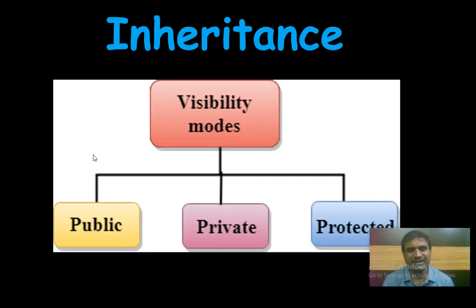So we have three types of access modifiers or access specifiers, visibility modes: private, public, and protected, which will be used in different places like class and inheritance, etc. So private means inside the class, public means we can access from anywhere, and protected is specially used in inheritance. So usually we use public in order to avoid simple problems.